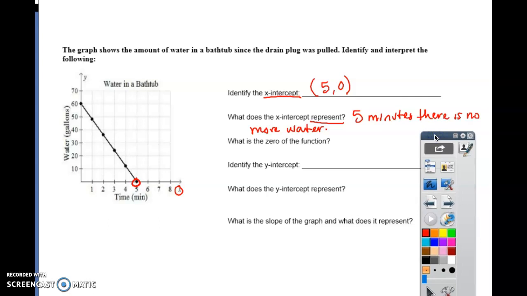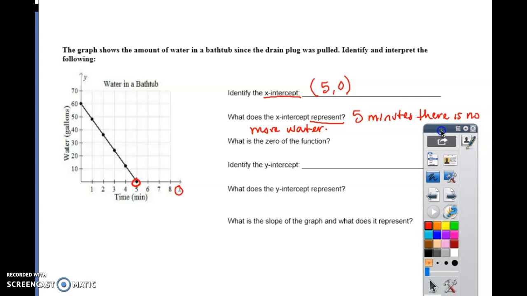What is the 0 of the function? Well, what does the word 0 mean again? What's the vocabulary word for 0? X-intercept. X-intercept and 0 are the same. So this is my x-intercept. This is my 0. 0 is the x-intercept. So it's going to be the same thing. X equals 5. Okay, es lo mismo.